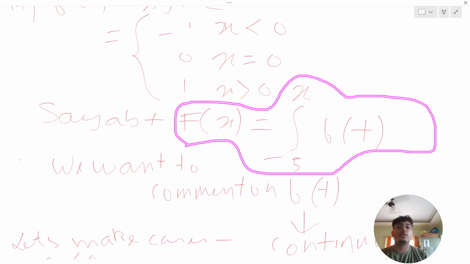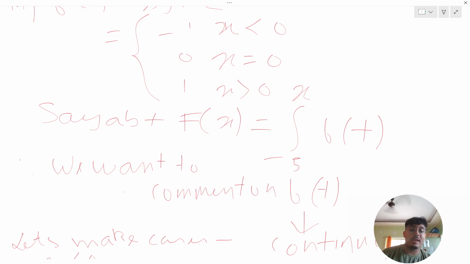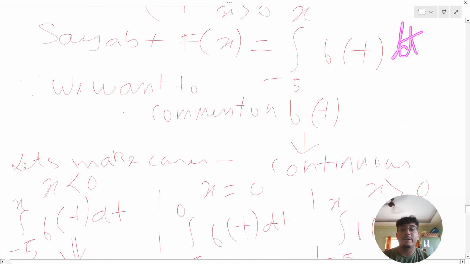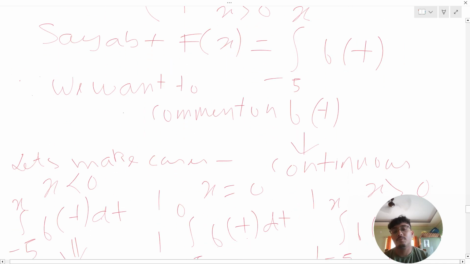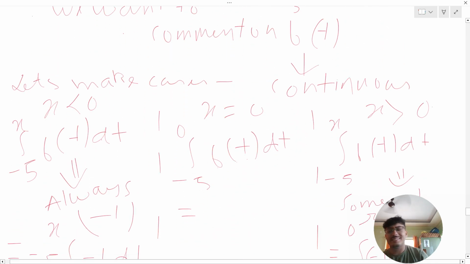Capital F of x is equal to the integral from -5 to x of small f of t dt. We want to comment on F of x. Now let's make cases again. Three different cases are given up here, so we make the three different cases: x less than 0, x equals 0, and x greater than 0. Good question. It's a good integration and function related question, no problem about that.